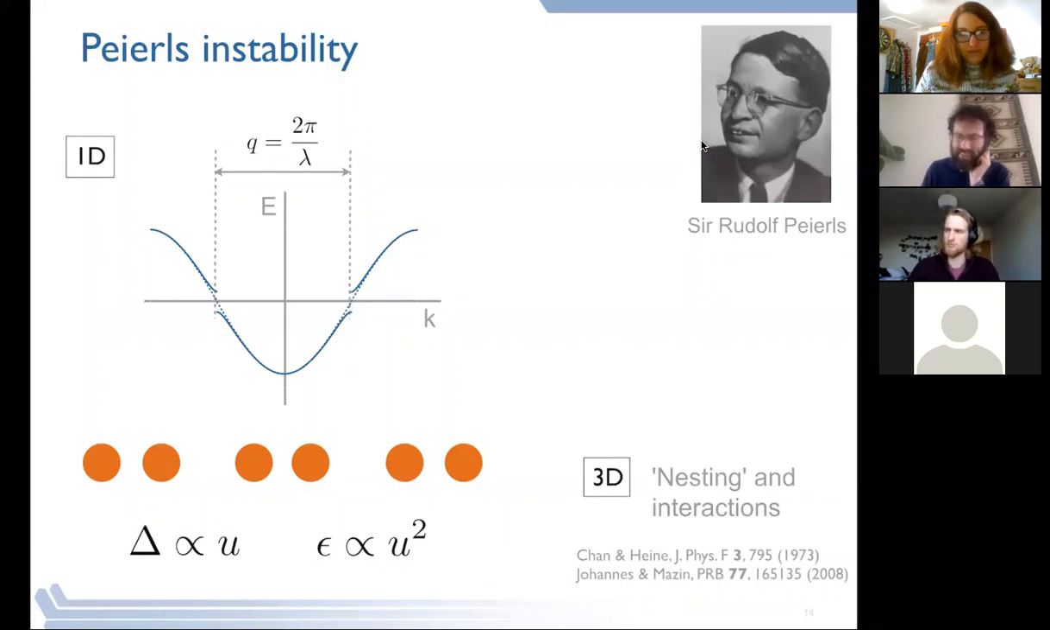So the idea is really this, that if you move atoms around, it costs energy. But if at the same time your electrons gain energy, that might not be a problem. That still happens spontaneously.